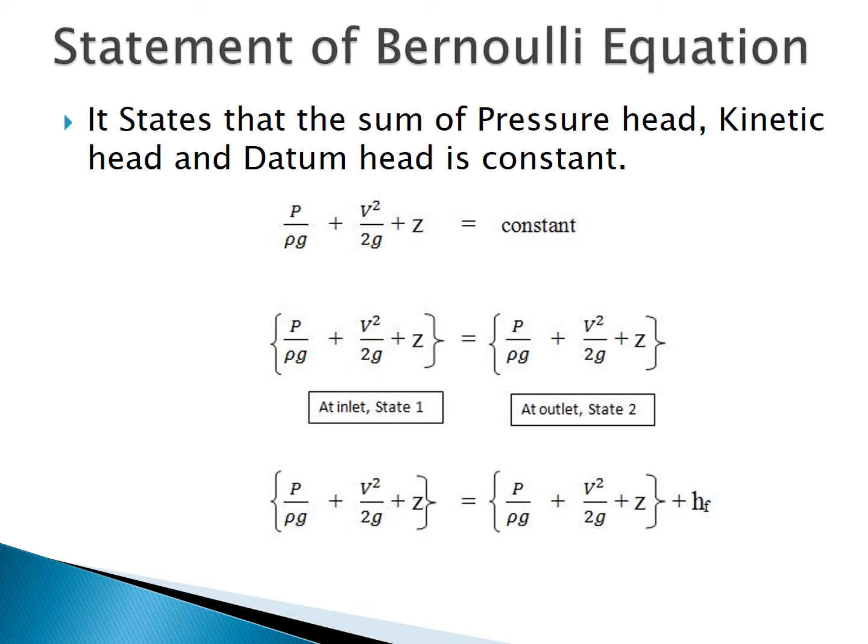So we will include the losses, and we will add HF on the right hand side in the third equation. HF signifies head loss due to friction. These head losses will be calculated with the help of the Darcy-Weisbach equation or the Hagen-Poiseuille formula. The Darcy-Weisbach equation is a very popular equation for calculating the head losses in pipes.